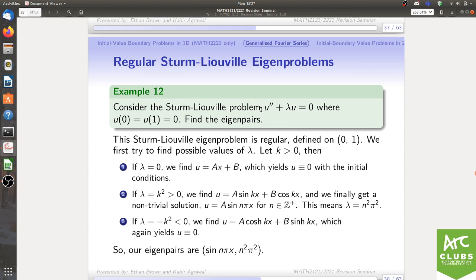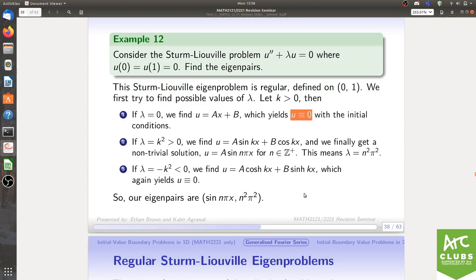So if lambda is 0, then we're left with u double dash is equal to 0, so that we are left with our solution ax plus b. Now, since at 0 and 1, u is equal to 0, we know that our coefficients must be 0 themselves, which means that u is congruent to 0 over the entire interval. So we don't really care about that. That one's kind of a useless solution.